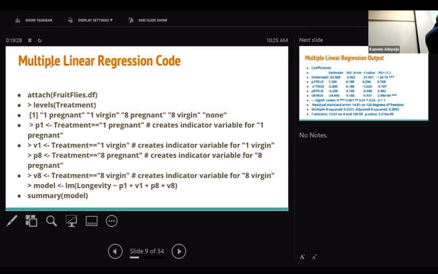Because you have P1, V1, P8, I'm considering 4 out of 5. I'm only considering 4. The 5th one is none: no virgin, no pregnant. I'm considering the real treatments. Out of the 5 levels of treatment, one of them is placebo, the control. I'm only considering 4. Now I'm looking at that as a multiple linear regression. Now let's look at the results.